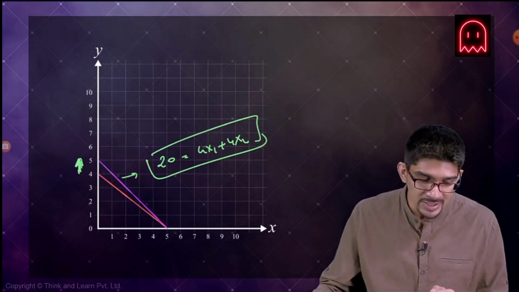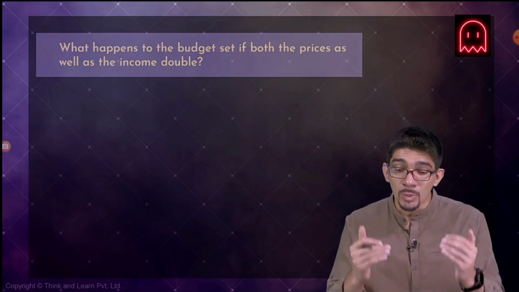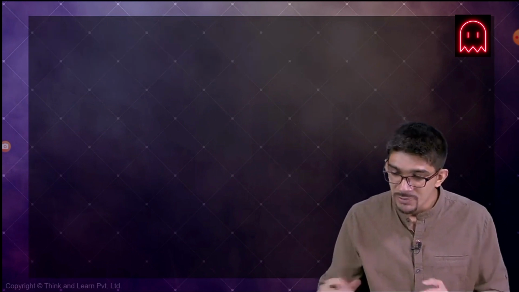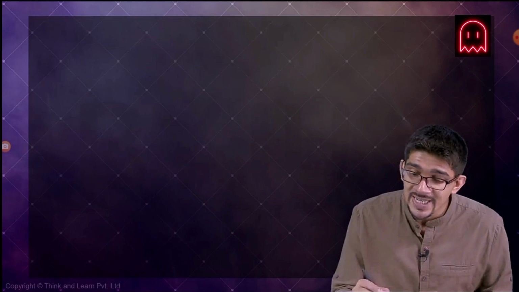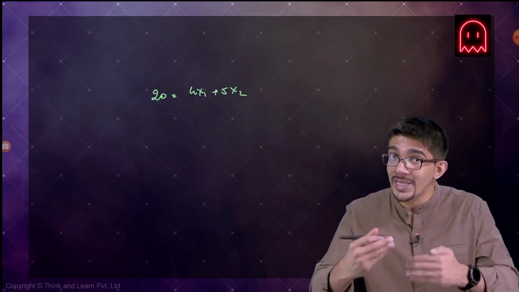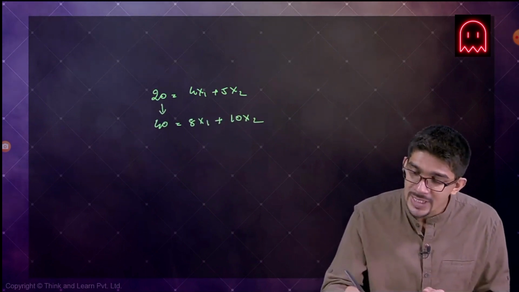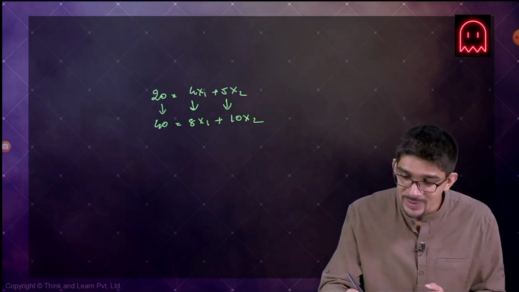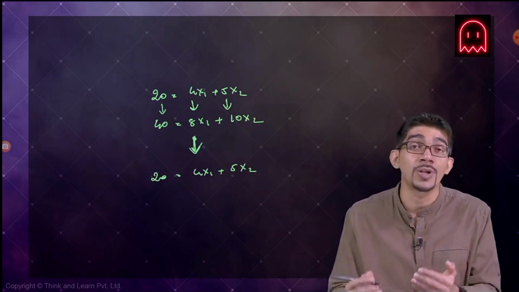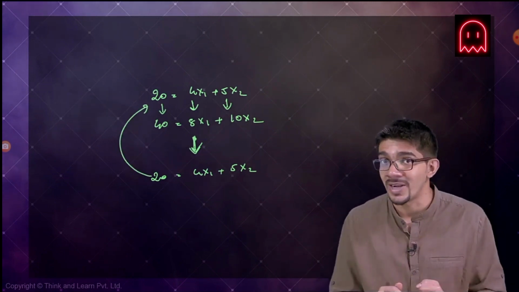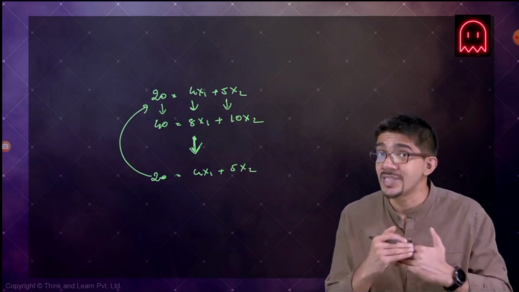Now one final question in the set. What happens to a budget set if both the prices as well as the income double? So before we go to the budget set, first let's see the budget line and how that changes. The original budget line is 20 equals 4x1 plus 5x2. Then we get the new budget line by doubling everything, which is 40 equals 8x1 plus 10x2. Now we can just cancel those out. So we get 20 equals 4x1 plus 5x2 again, which is the same budget equation as the earlier one. So the budget line has not changed, the budget equation has not changed.